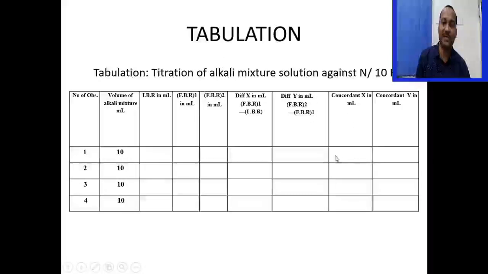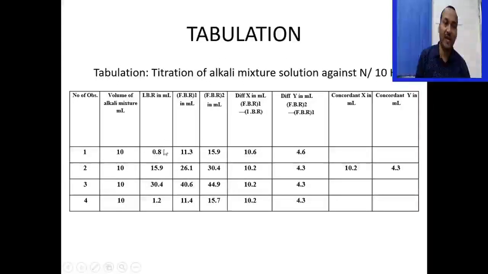So the first reading will be rough, and the next 3 titrations will be your concordant readings. So here we can get some data. Let's say in the first experiment you get an initial burette reading of 0.8. Then after titration with phenolphthalein you get 11.3, and again with methyl orange on the same solution you get 15.9. So here the difference X will be 10.6 and Y will be 4.6. You repeat the same titration and get, let's say, 10.2 ml as X and 4.3 ml as Y. So the concordant reading for X is 10.2 ml and for Y is 4.3 ml.